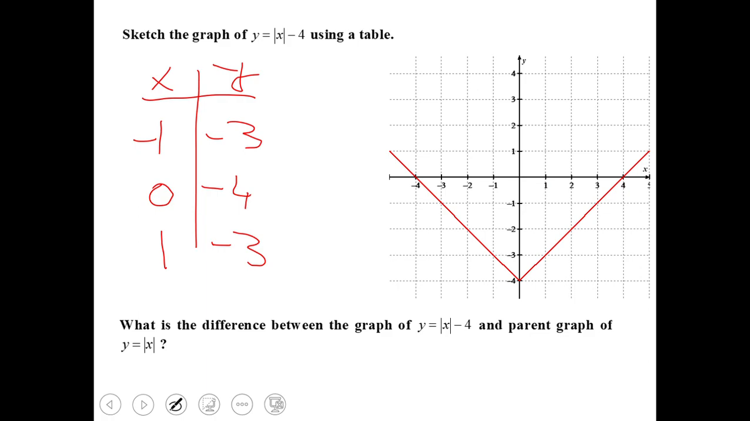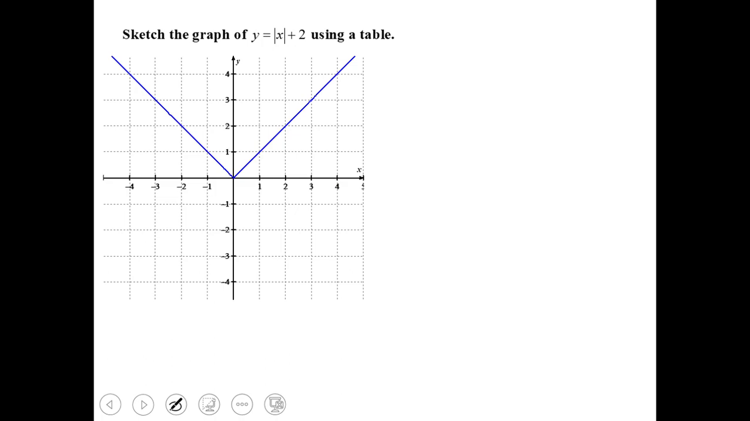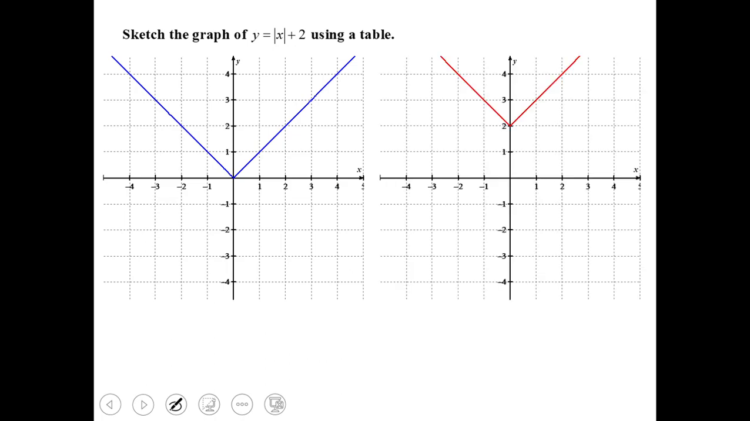What is the difference between these two graphs, between the one we just did and the one that we did in the previous slide? If you notice, the new one went down 4 units. Why? Because we subtracted 4. Okay, you can see that also in this other picture. And again, we can use a table here, 0, -1, and 1. And we're going to get something like this. The graph moved 2 units up because we add 2.